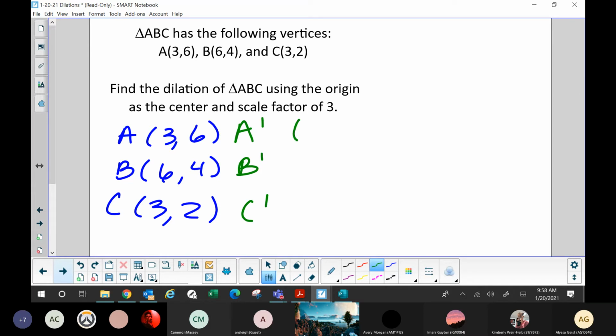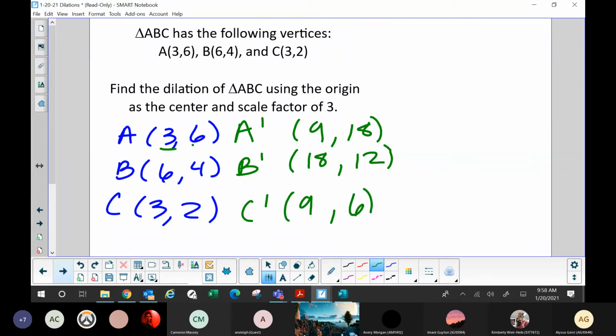3 times 3 is 9. 6 times 3 is 18. 6 times 3 is 18. 4 times 3 is 12. 3 times 3 is 9. 2 times 3 is 6. I took each of those numbers and multiplied them by the scale factor, which was 3. I can do that because the origin is my center of dilation.